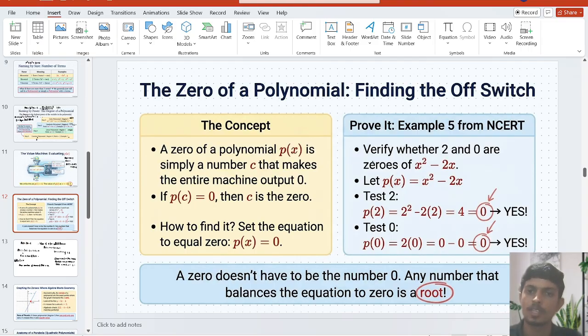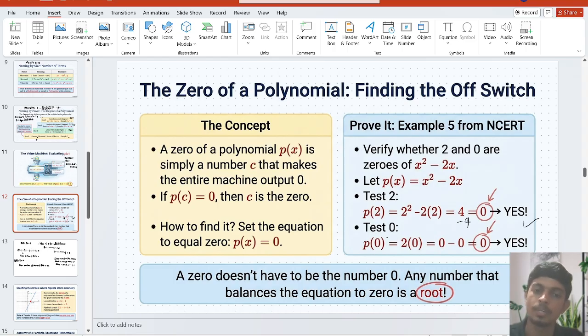Example 5 from the NCERT. Verify whether 2 and 0 are zeros of P(x), so that P(x) equals x square minus 2x. Test 2. Now putting x equal to 2 in the expression: 2 square minus 2 into 2, that is 4 minus 4, equal to 0. So this is a zero.